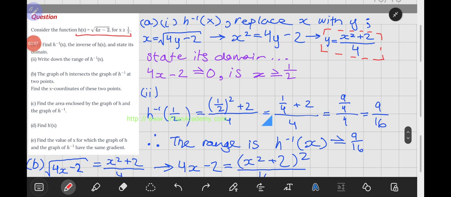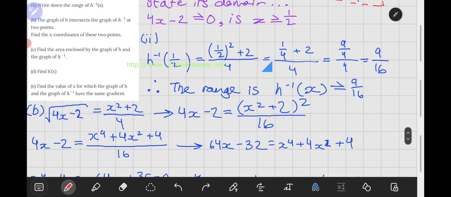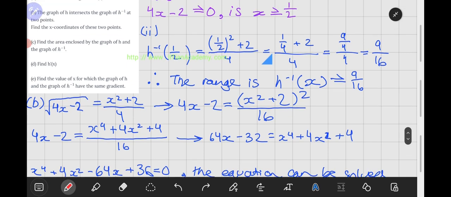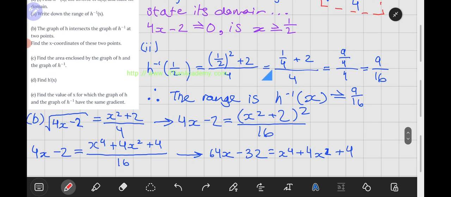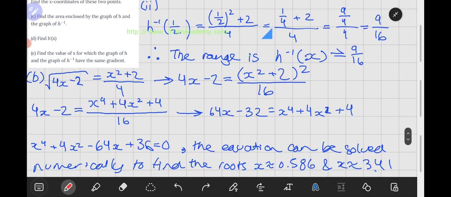Next, we are told the graph of h and the graph of the inverse, h to the power of -1, intersect at 2 points. Find these x-coordinates. So, to find the x-coordinates, we first equate the two functions to one another and solve for this equality. Then we've squared both sides of the equation so we can get rid of this root here. Then we get 4x minus 2 is equal to (x squared plus 2) squared over 16.